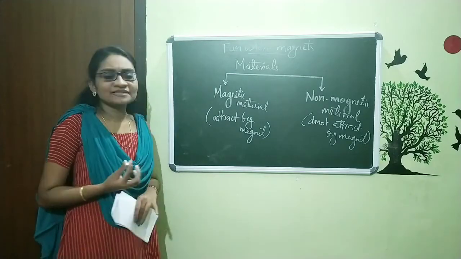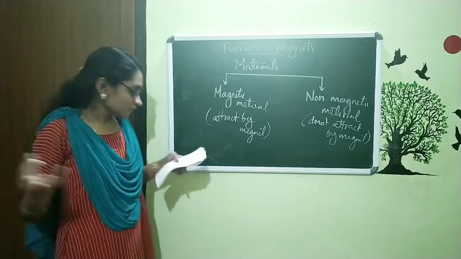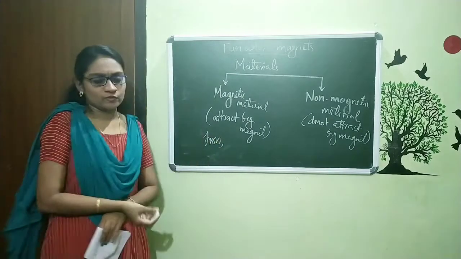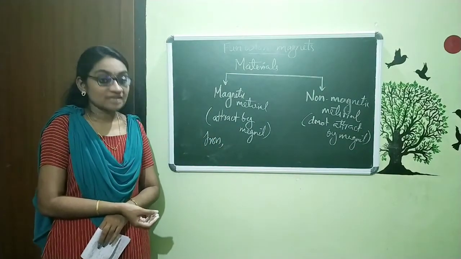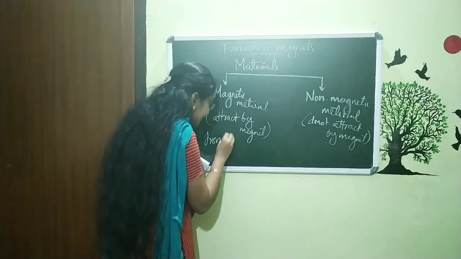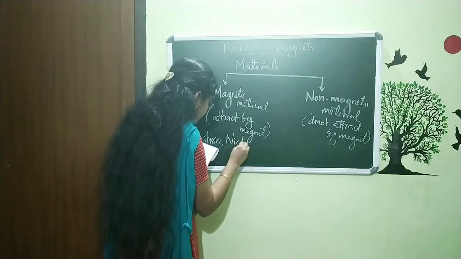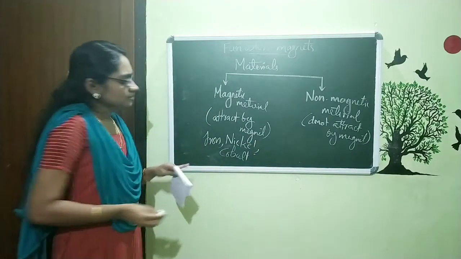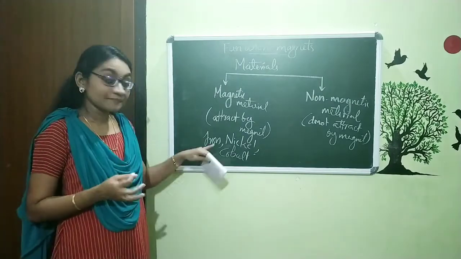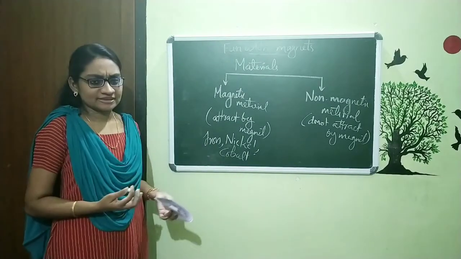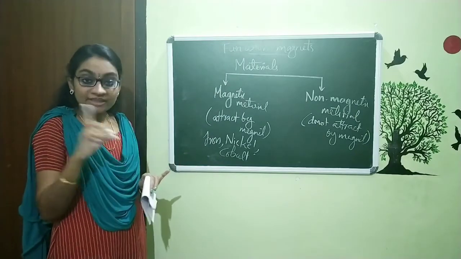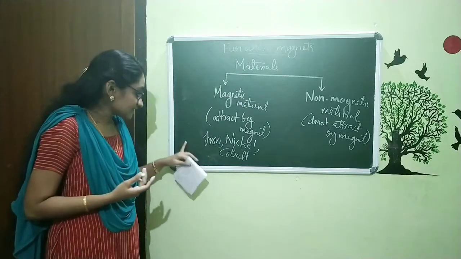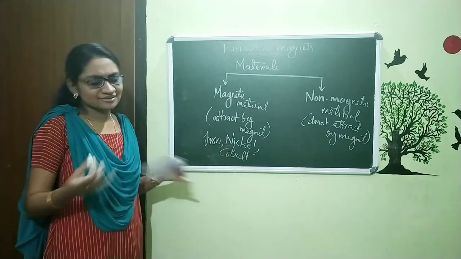Now we want to study some examples for magnetic material and non-magnetic material. What is an example of magnetic material? Very simple. One is our iron, which you already know. Now you want to remember more examples: nickel, cobalt. These are substances like iron. That means these are some metals which are attracted by magnet. So not only iron but also some other metals are attracted by magnet. The examples are iron, nickel, cobalt, etc.